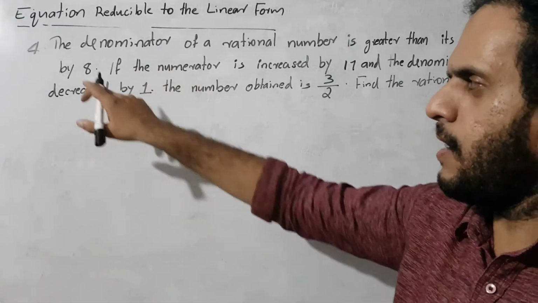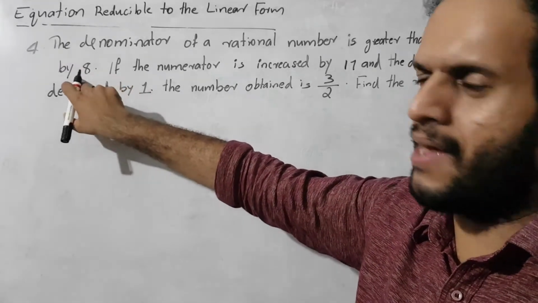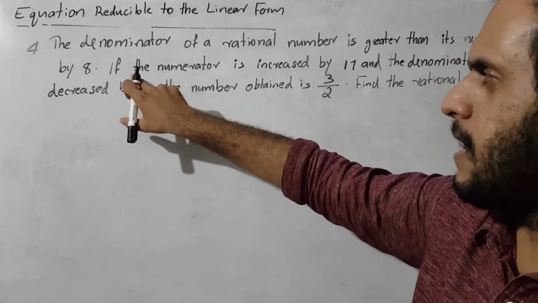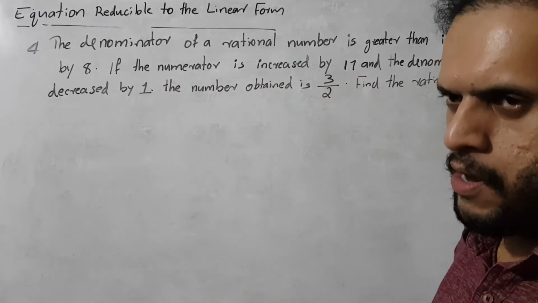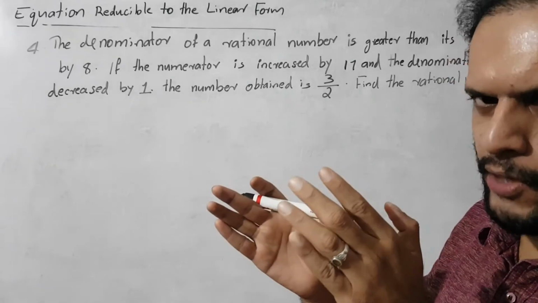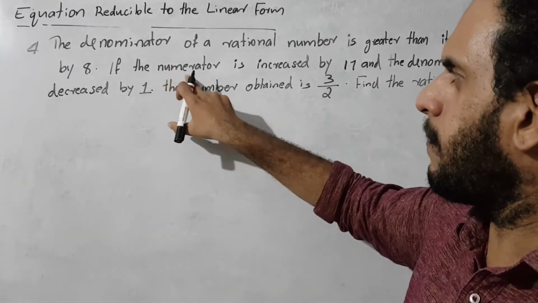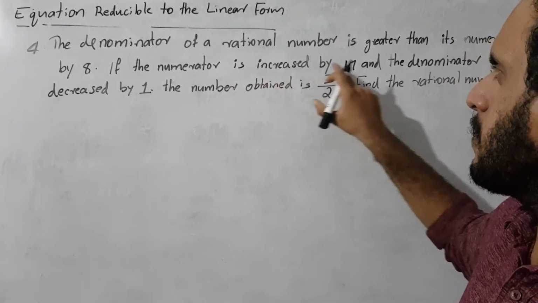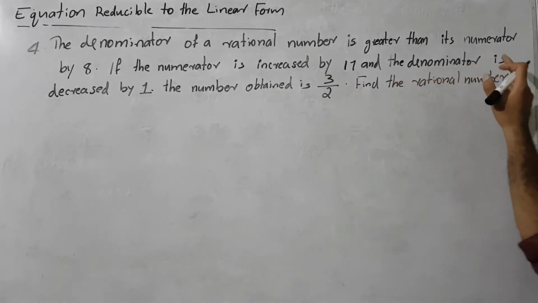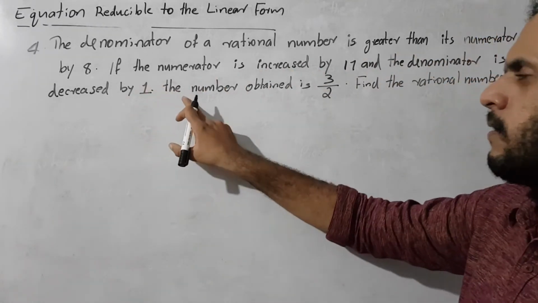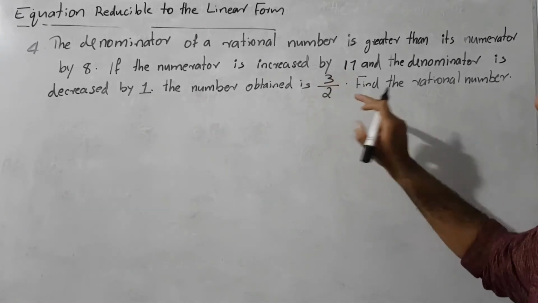Greater than is more than 8, correct? Then what is given? If the numerator is increased by 17, after we write it as a rational number, what are the changes that happened in the numerator and denominator? The numerator is increasing. How much? Increased by 17, and the denominator is decreased by 1. That time we get a result. What is the result? The result is 3 by 2.